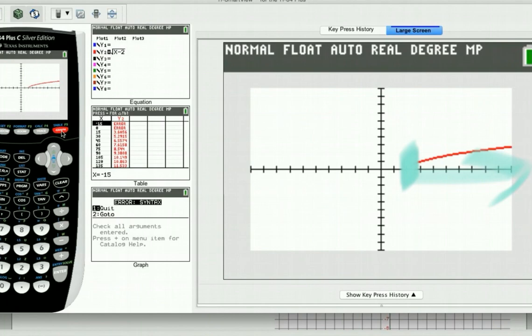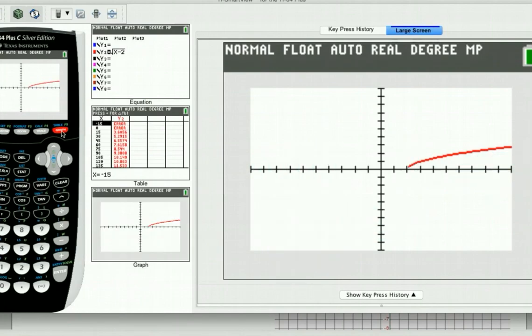We're good for domain. Notice how over here you have no domain, right? There's no numbers to the left of that 2. But it does include 2. That's kind of hard to see on a graphing calculator. But that point right there at x equals 2, that is actually included. It's like a closed circle.